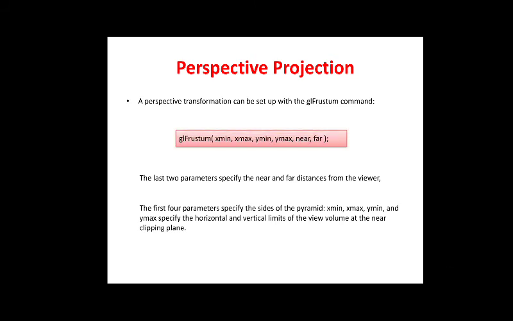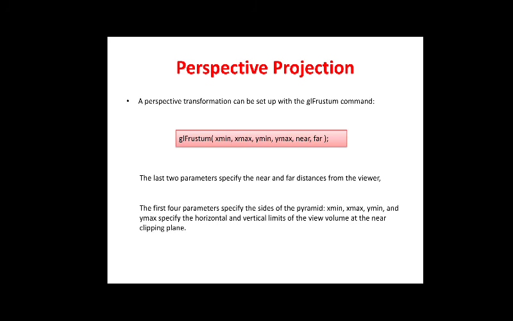So the command here is glFrustum, with the parameters xmin, xmax, ymin, ymax, near and far, that we are passing to the command. Here near and far are the two different distances from the viewer, whether the object is near or whether the object is far, that we are passing over here.